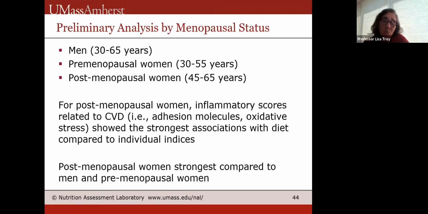We did this in postmenopausal women, but then we also compared it to men and premenopausal women. It's often common to do that, especially if you group them by age, because men will not have estrogen, and premenopausal women will have estrogen. So you just want to see, is it an estrogen effect or not?